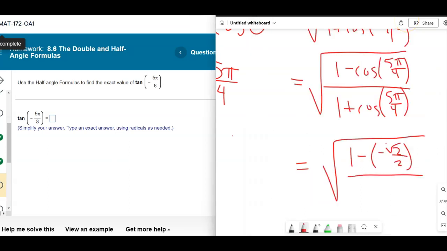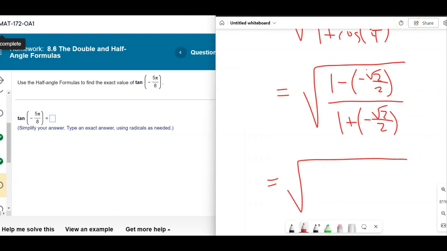Plug that into the formula, top and bottom. So this is 1 minus a negative, so that's 1 plus the square root of 2 over 2. I'm going to go ahead and write 2 plus the square root of 2 over 2. Okay, so this is just getting a common denominator. 1 is 2 over 2. And then minus and minus is plus square root of 2 over 2. And on the bottom, same thing. Now it's plus a negative, that's minus. So 1 minus that would be 2 minus the square root of 2 all over 2.